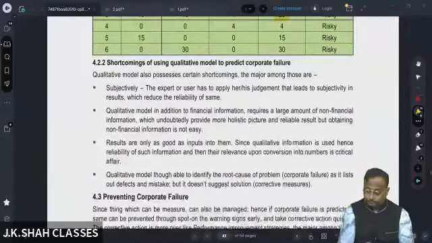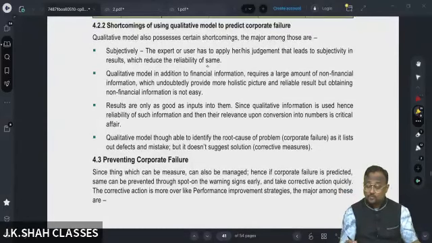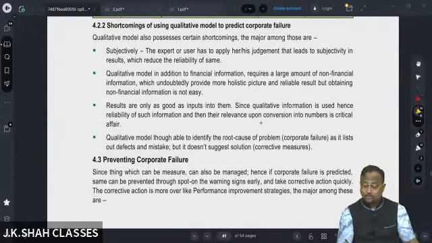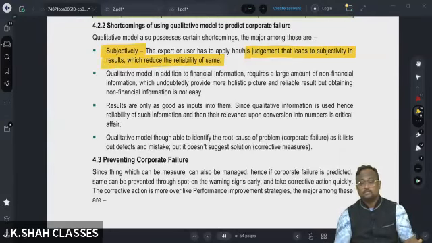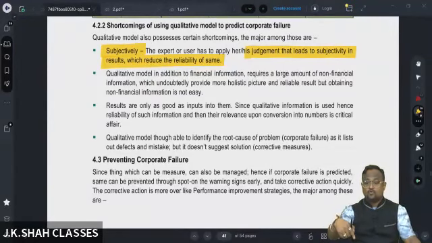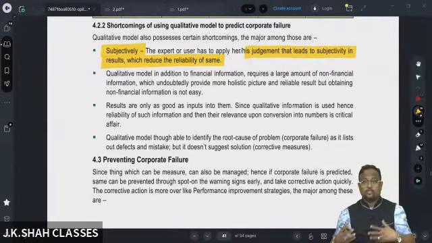चलो. Now, what is the shortcoming of using qualitative models? देखो, subjectivity. The expert or user has to apply his or her judgment that leads to subjectivity in the result. यही तो कह रहा था ना मैं आपको कब से. It is at your discretion, and that is why you can't trust these models, because everyone will have a different perception. All those who are asking me how to remember this, what is the logic, I hope you got this answer. Yes or no?